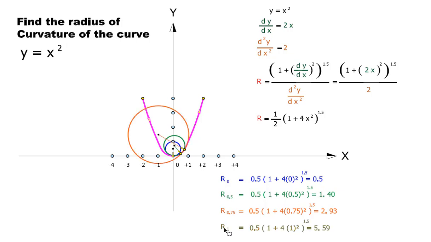And again for x equal to 1. Now the radius is increasing, so it's 5.59. So at this point 1 we have this circle of curvature.